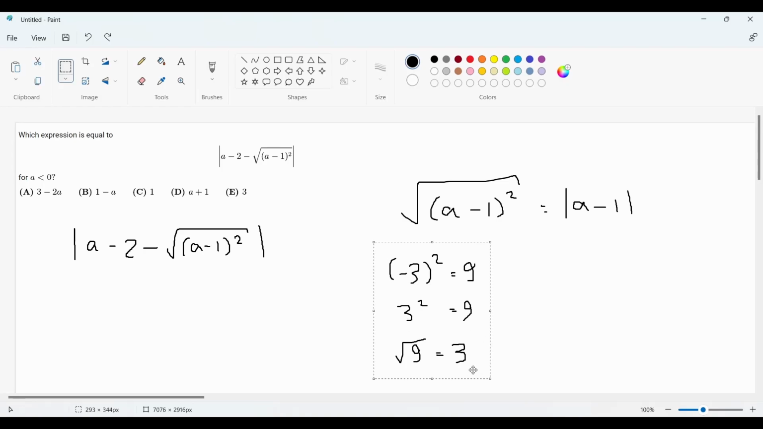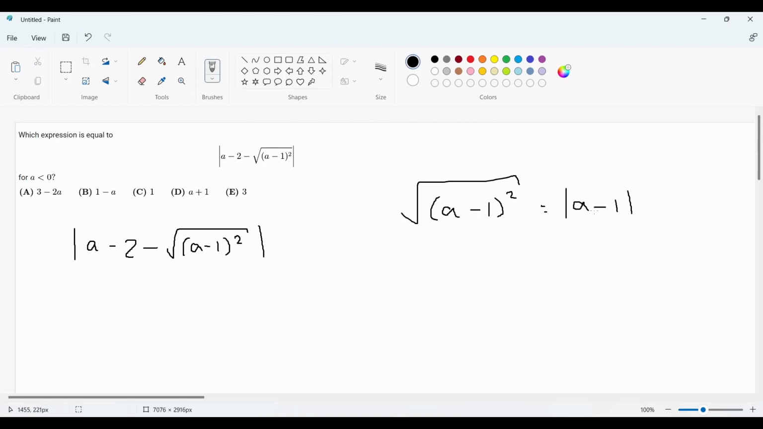So now that we know that, what is the absolute value of a minus 1 if a is less than 0? Well, if a is less than 0, then it's negative. Subtracting 1 keeps it negative. So we're taking the absolute value of a negative number here. So if you're taking the absolute value of a negative number, you need to make it positive by multiplying it by negative 1. So taking the negative of a minus 1 gives us 1 minus a. That's what this turns into.